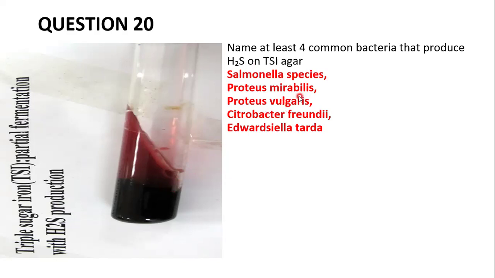Then we have Proteus mirabilis, Proteus vulgaris, we have Citrobacter, okay? And then there's this one, Edwardsiella tarda. This is one of the Enterobacteriaceae, but these are the most important. So if you write Salmonella typhi, Salmonella typhimurium, Proteus, and Citrobacter, you'll be okay. I want you guys to remember. And you see, for all of these, they are similar: alkaline slant, acid butt, gas, H2S.